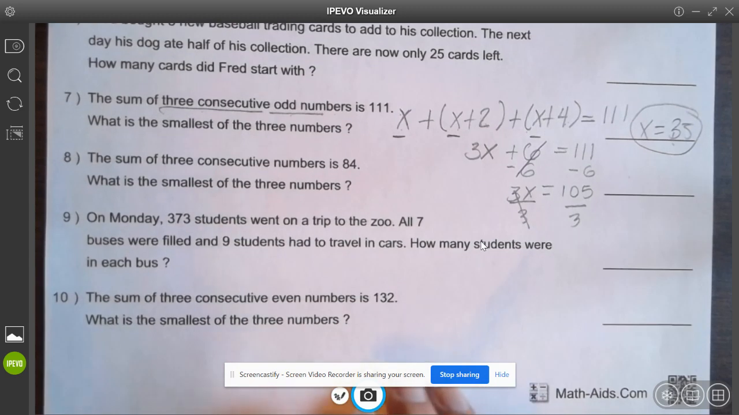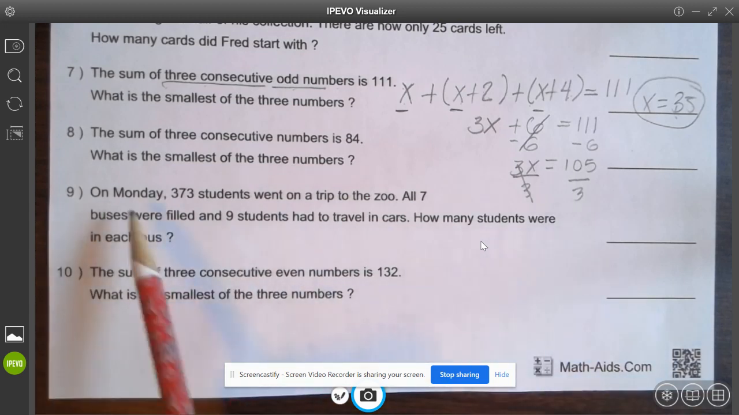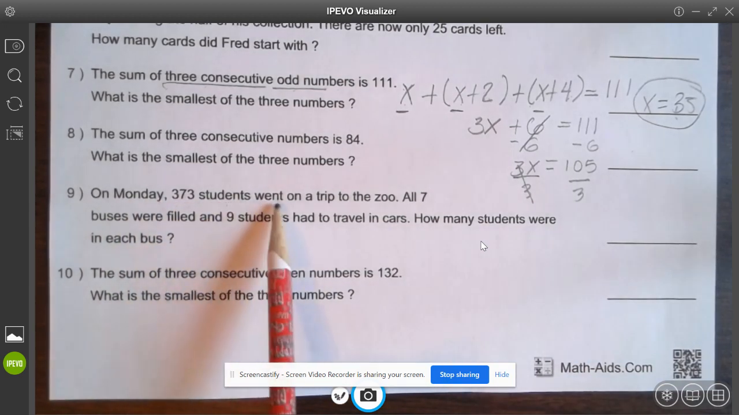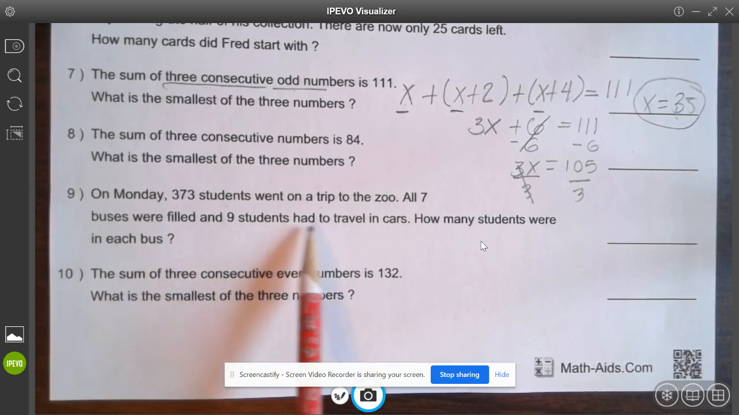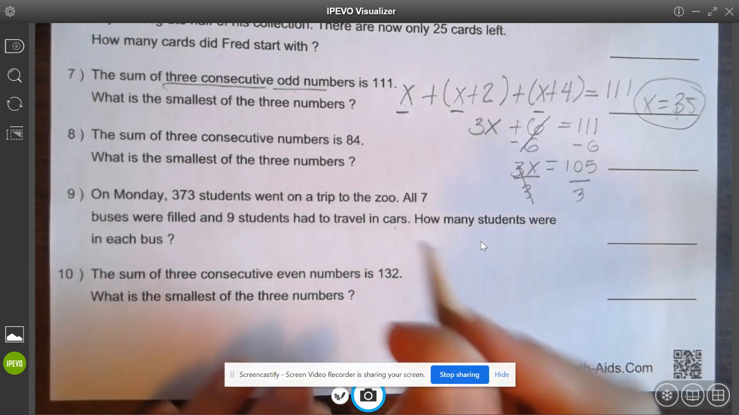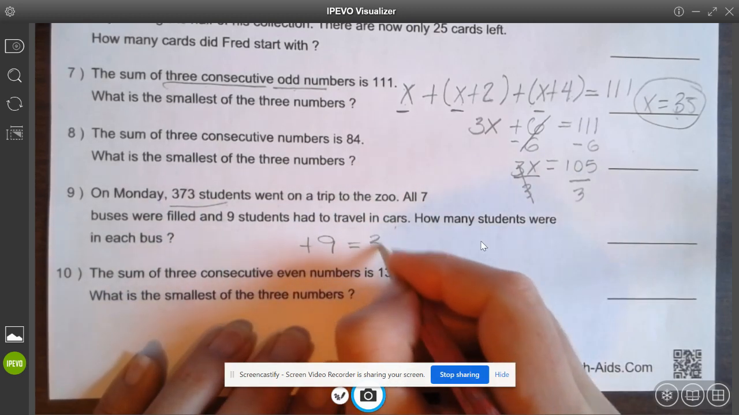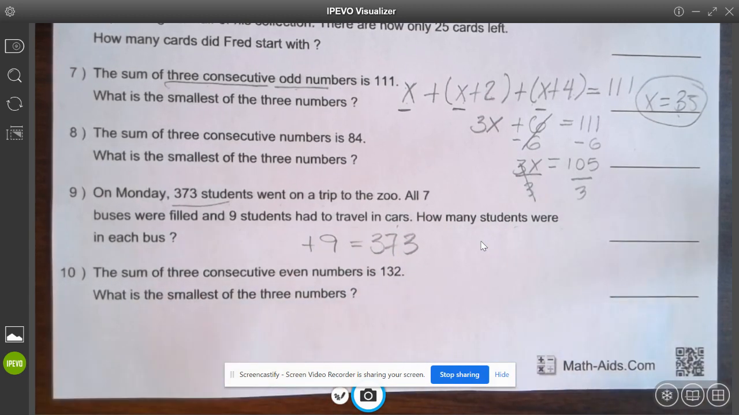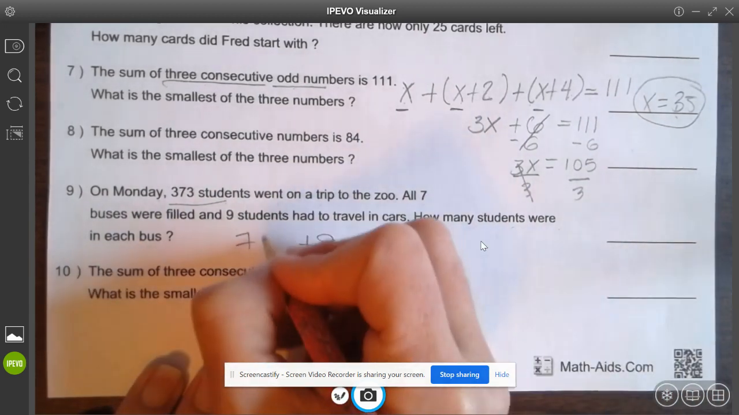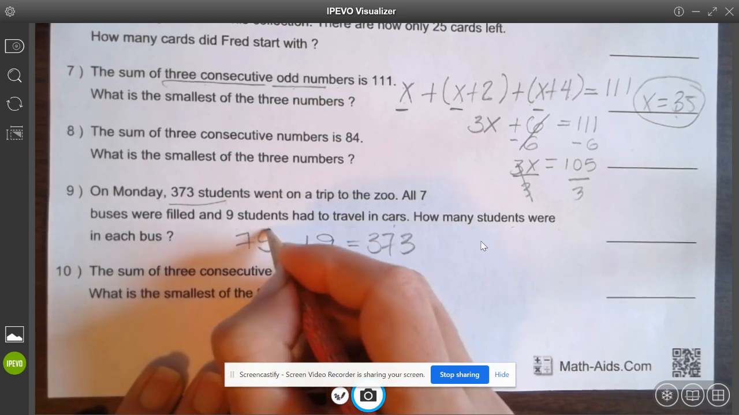All right. So number 9, I'm going to do number 9 for you guys, and then you guys keep going. So on number 9, it says, on Monday, 373 students went on a trip to the zoo. All 7 buses were filled and 9 students had to travel in cars. So plus 9 students, right? And then the total is 373, right? And then how many students were in each bus? Well, we can use B for bus, like 7 buses, and we need to know how many students. So let's use S as students.